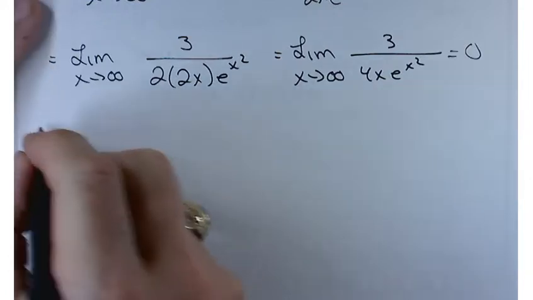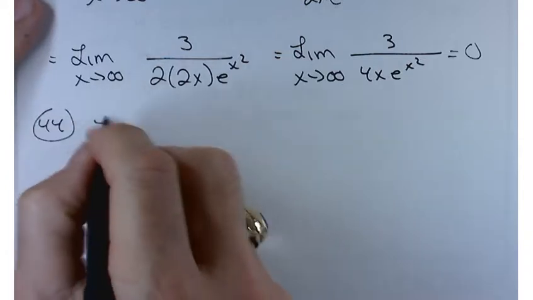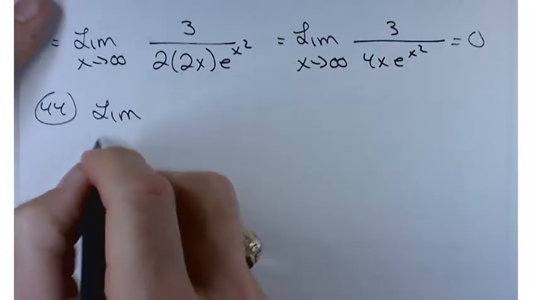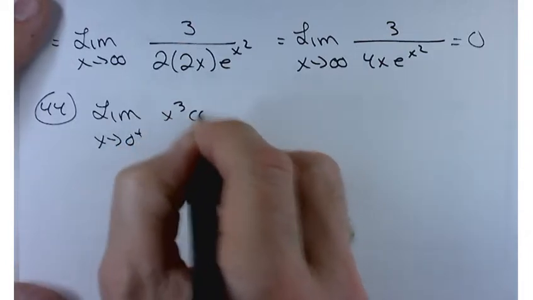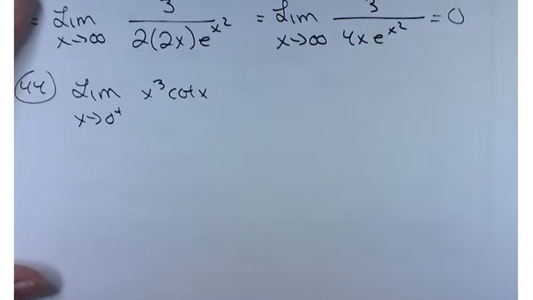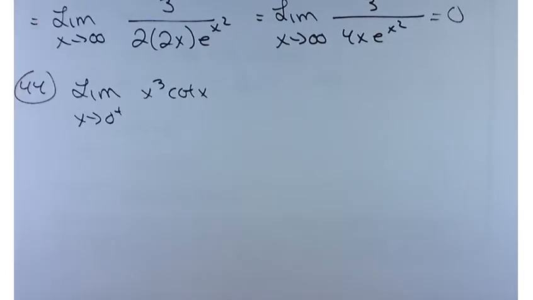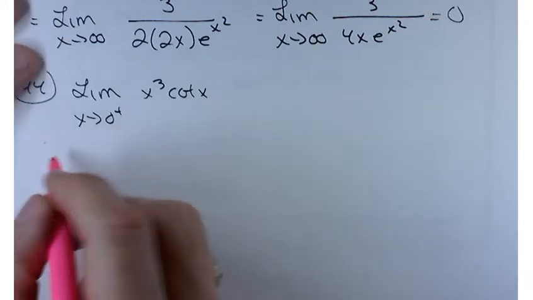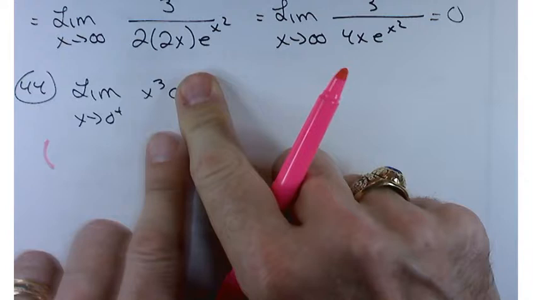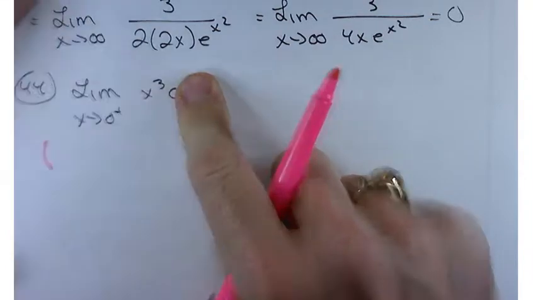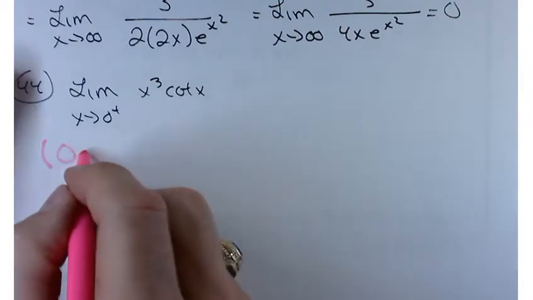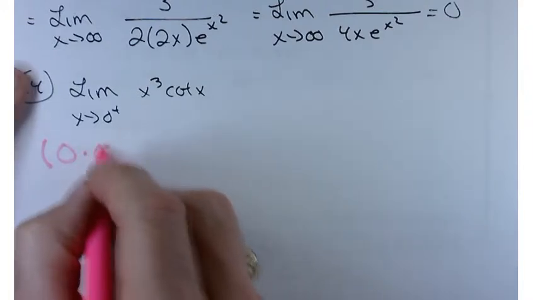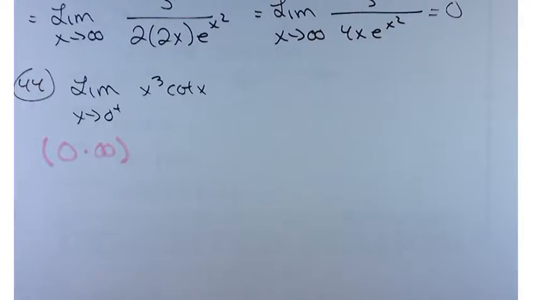Let's try problem number 44. Limit as x approaches 0 from the right of x cubed times the cotangent of x. Now this is going to be a different kind of problem, and initially it's not quite in the form of L'Hopital's rule, because as x approaches 0, that first term approaches 0, but as x approaches 0, cotangent is going to approach positive infinity. So I get 0 times infinity.